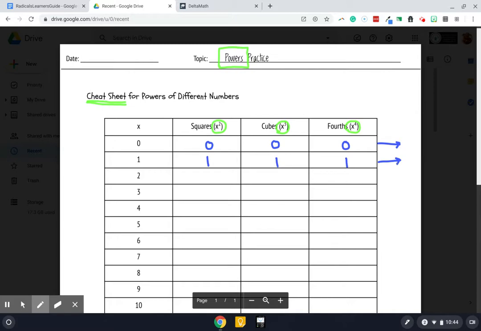2 squared, so we're talking 2 times 2 is 4. As I move further along, now I'm looking at 2 to the third, so 2 times 2 times 2. And 2 to the fourth, 2 times 2 times 2 times 2. Right? So we're just doubling every single time. With 3, we are tripling every single time. Okay?